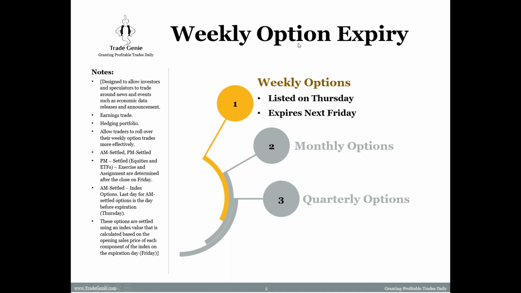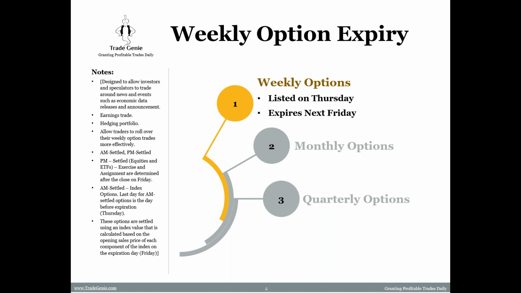Weekly. So what is a weekly option expiry? Weekly options are listed on Thursday and expire next Friday. Let's say Apple. New weekly options started trading last Thursday, and they will expire this coming Friday. Initially, they started trading on Friday and expired the next Friday. But now they open up on Thursday and expire next Friday.